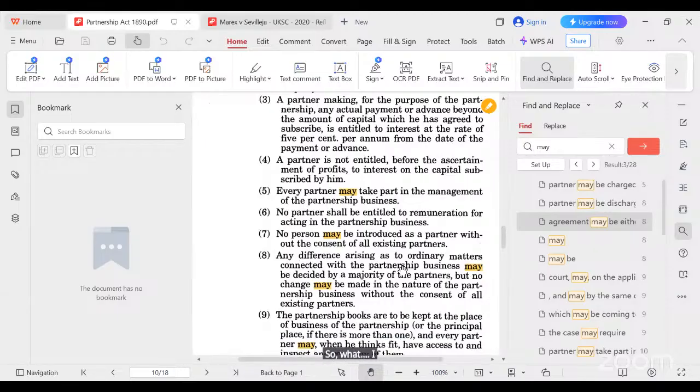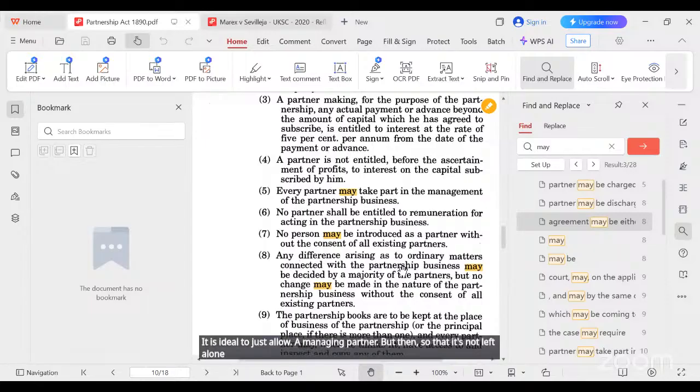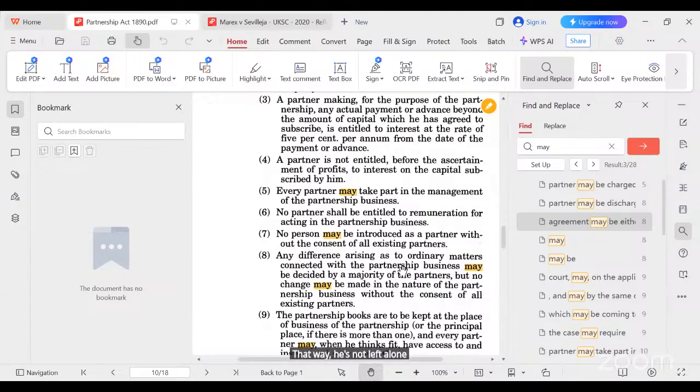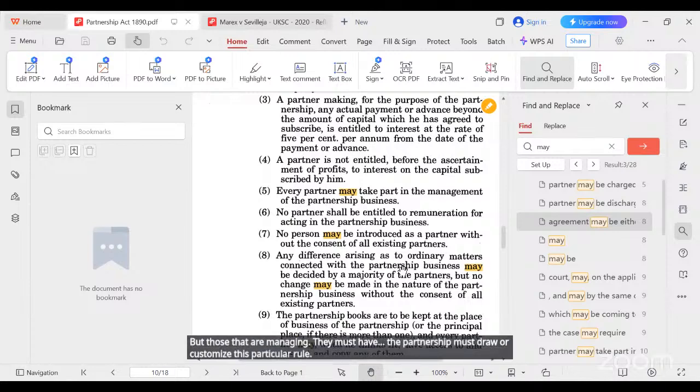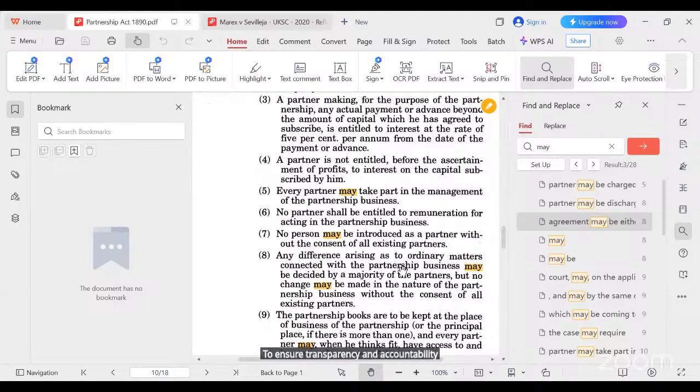So what I will say is that as it is, it leaves it open-ended for partners to say they want to be part of management. It could be very chaotic. If the partnership is still very small, it is ideal to just allow a managing partner. But so that it's not left unchecked, you can create strictures and conditions so that it will be transparent and accountable. I think one person suggested something like that. That way he is not left alone, because it is ideal for a small partnership to have a sleeping partner and a managing partner. But the partnership must customize this rule to ensure transparency and accountability by setting out what is expected.